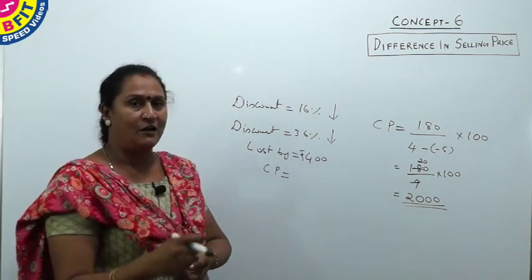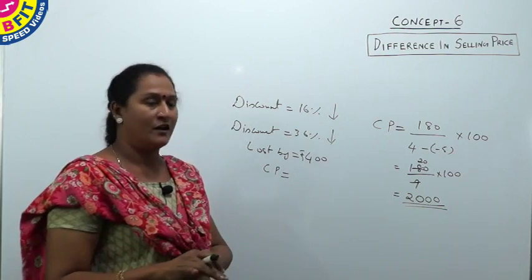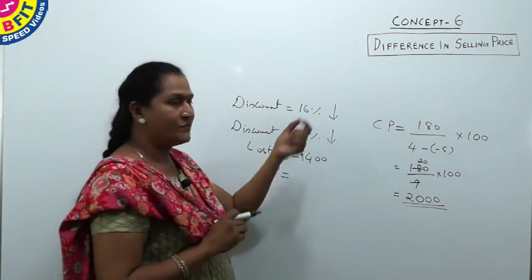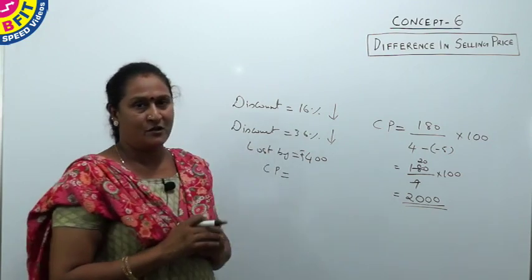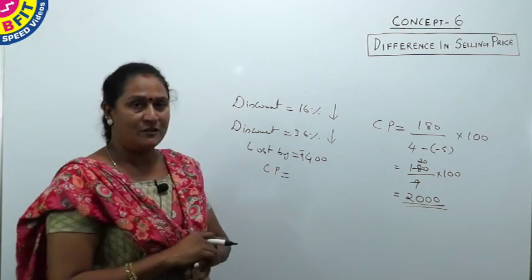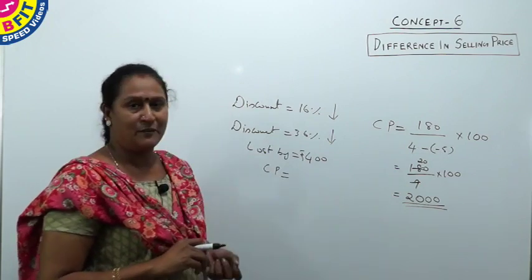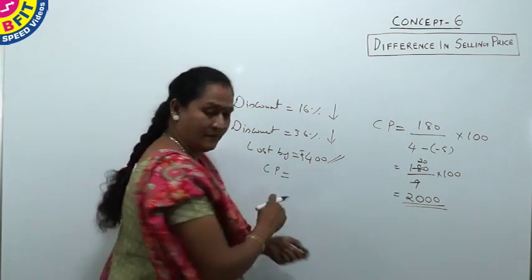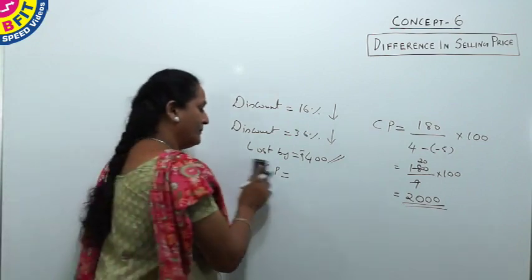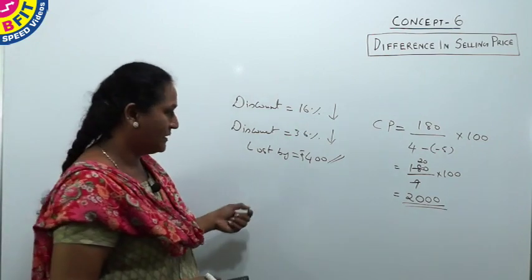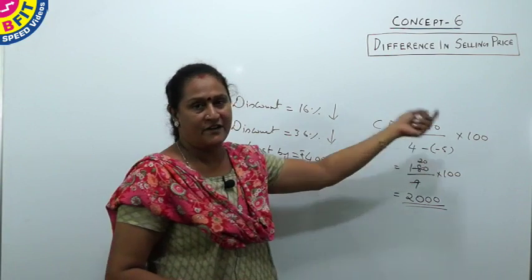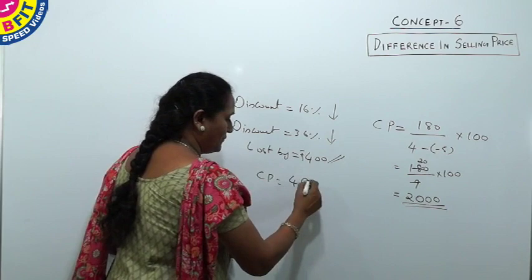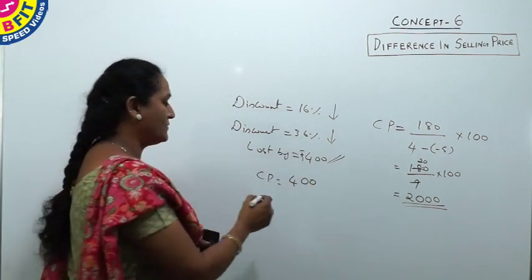And how will he get a loss? When he sells for 400 less, he gets a loss percent. Here the discount is 16% and this is also a discount, 36%. So how can we find the cost price? Write the difference in selling prices. The loss value will be the difference in selling price. This means the same concept: the loss value is the difference in selling price.